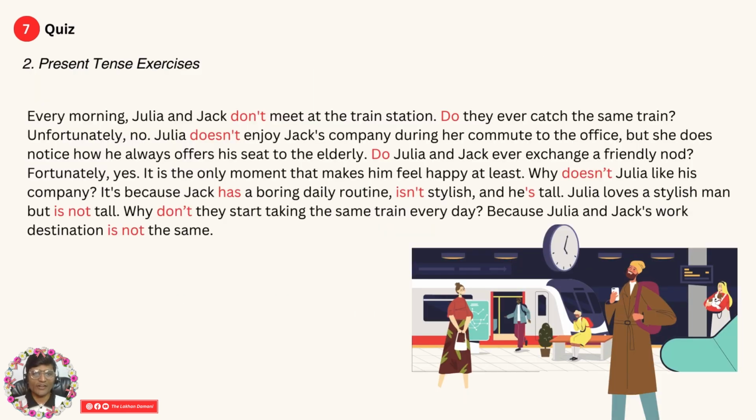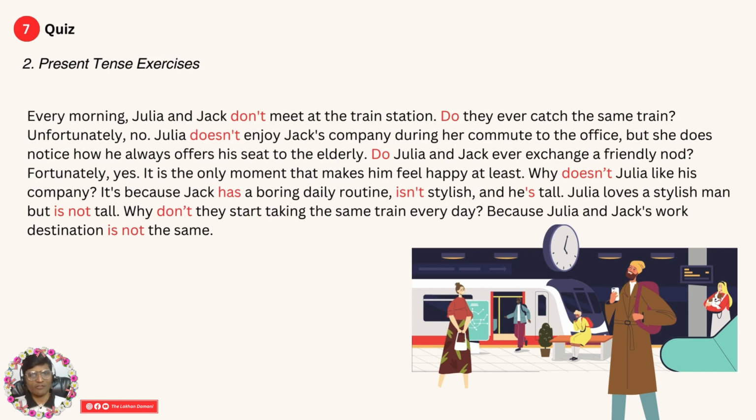Now, finally, we have homework for you, right? This is your quiz number 7. You have to read it first of all. Let me read it for you, and I will give homework after this. For example, every morning, Julia and Jake don't meet at the train station. Do they ever catch the same train? Unfortunately, no. Julia doesn't enjoy Jake's company during her commute to the office, but she does notice how he always offers his seat to the elderly.